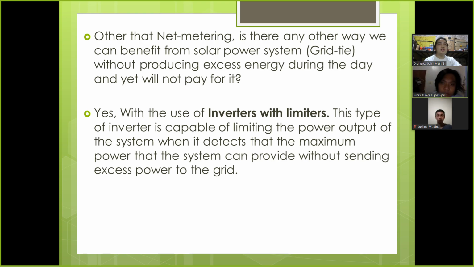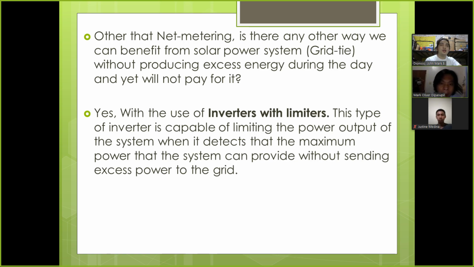So other than net metering, is there any other way we can benefit from a grid-tie solar power system without producing excess energy during the day and yet will not pay for it? So yun nga, meron, yung inverters with limiters. This type of inverter is capable of limiting the power output of the system when it detects the maximum power that the system can provide without sending excess power to the grid.